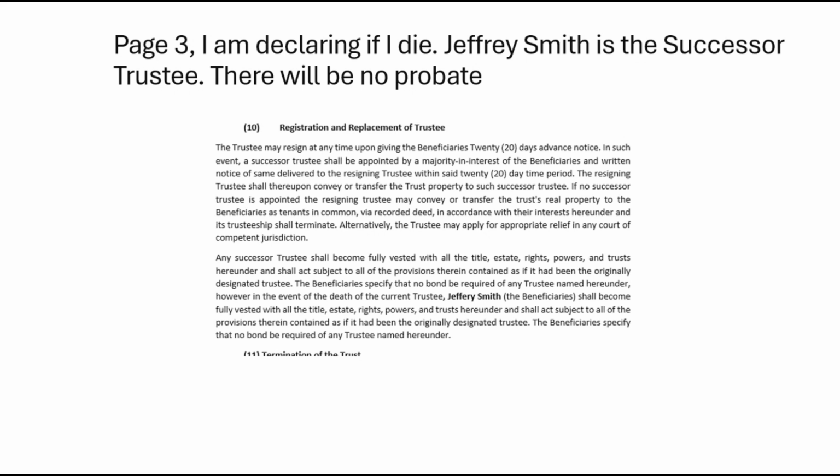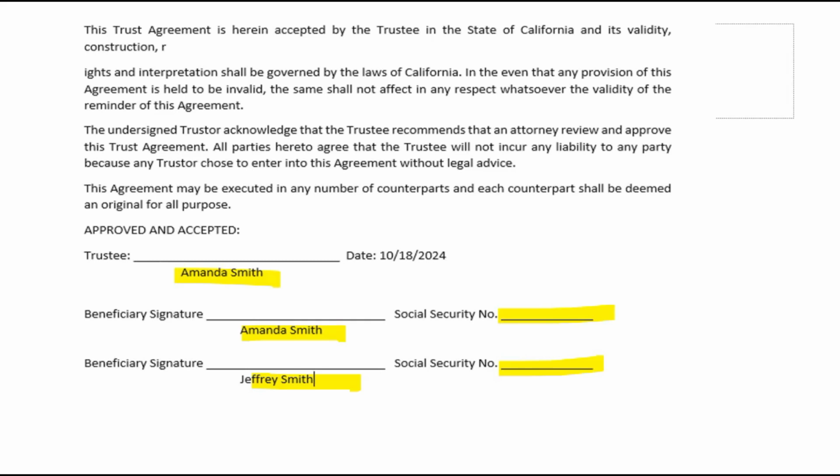Page 3, I am declaring if I die, Jeffrey Smith is the successor trustee. There will be no probate. Page 4, the signature page, where I state that there is only one trustee but 2 beneficiaries. I could also be the trustee and the only beneficiary, or the trustee but not the beneficiary. I could even make the trustee or beneficiary another trust, LLC, or corporation. I have a lot of flexibility.